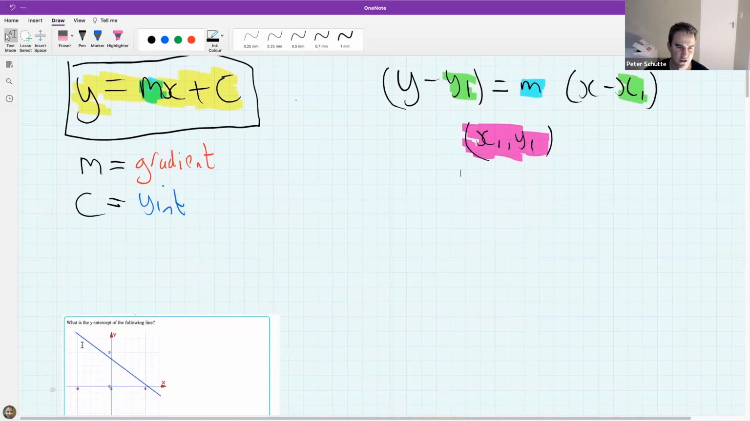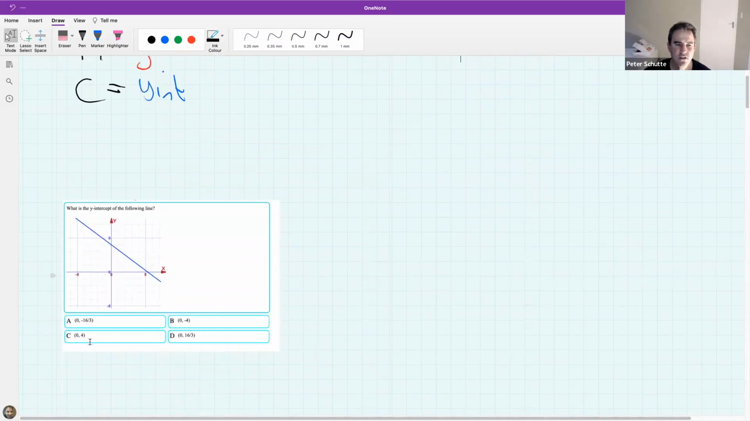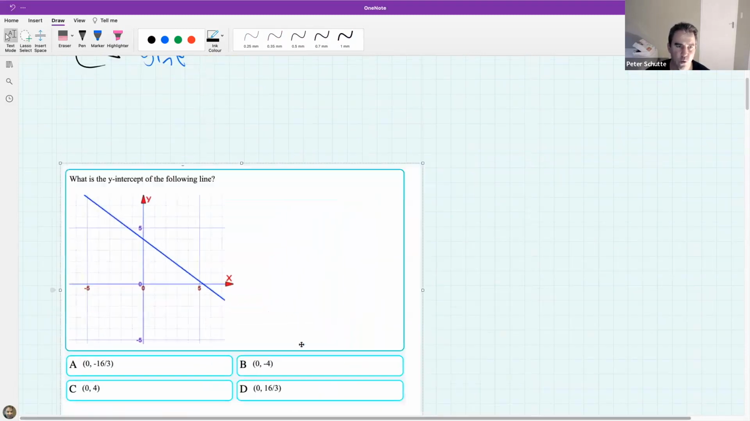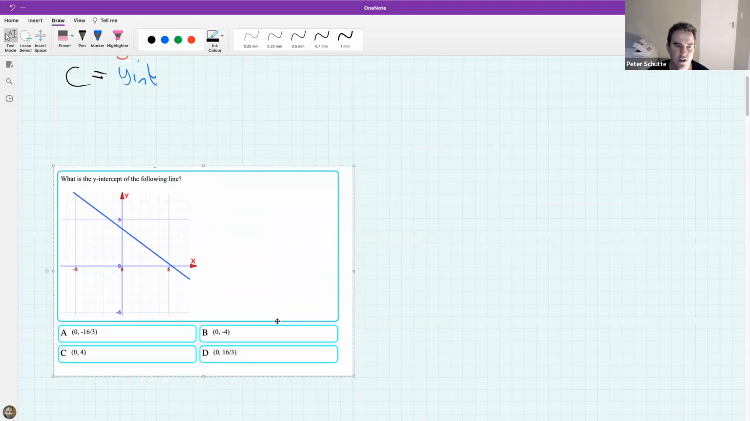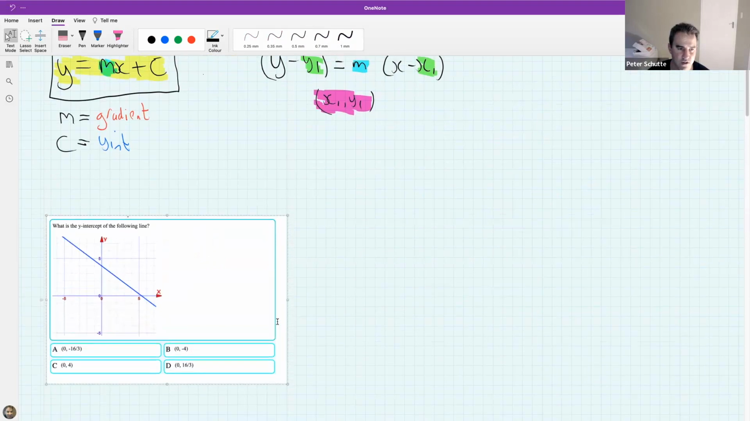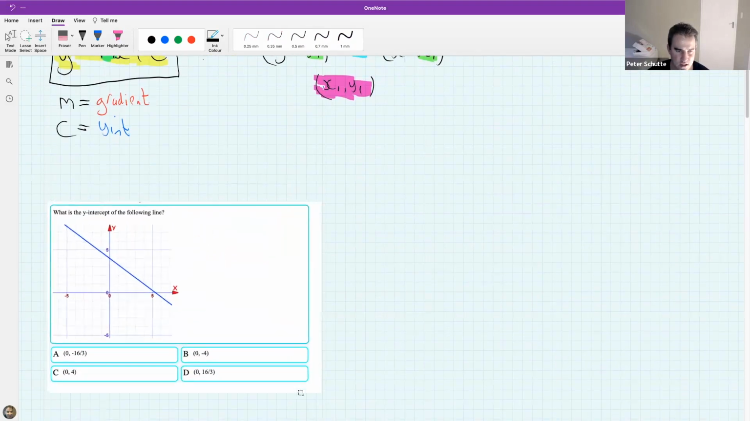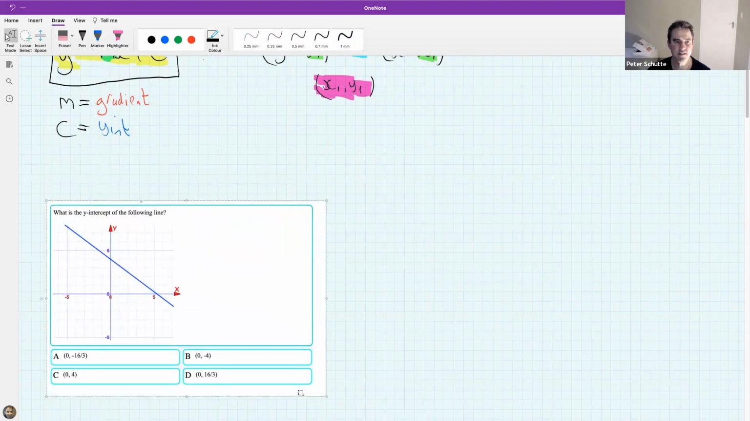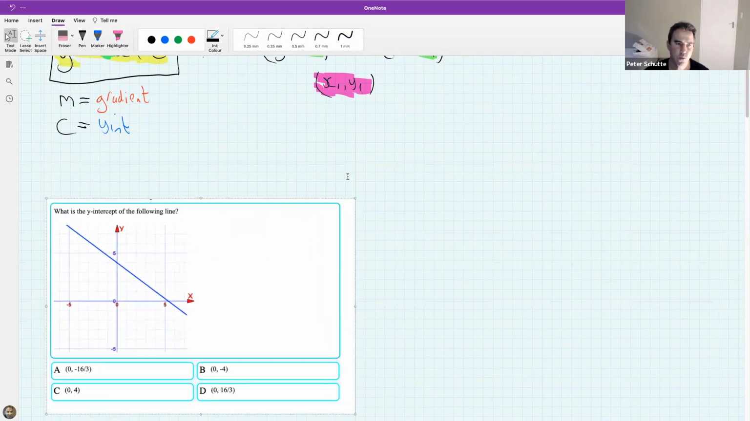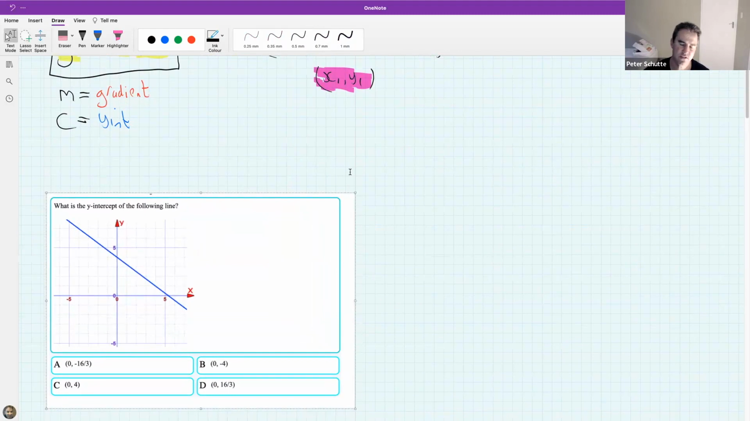Okay, so let's put this formula to the test. Let's see how it goes. So let's start by just identifying what is the y-intercept in this particular question. Which option is it, A, B, C, or D? I've given you a graph here. What is the y-intercept of this straight line?